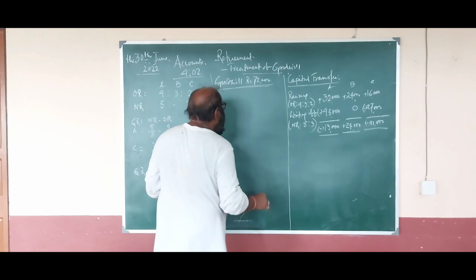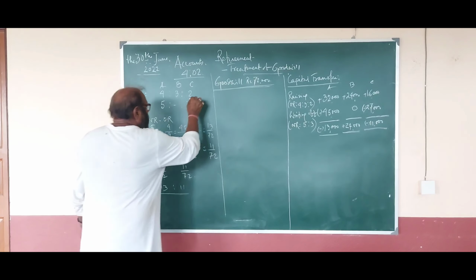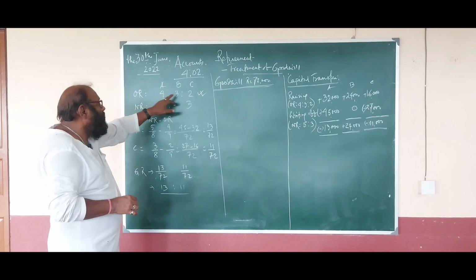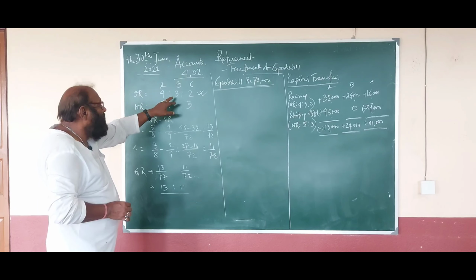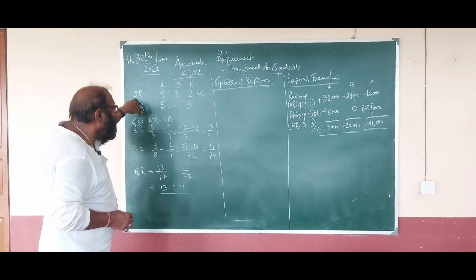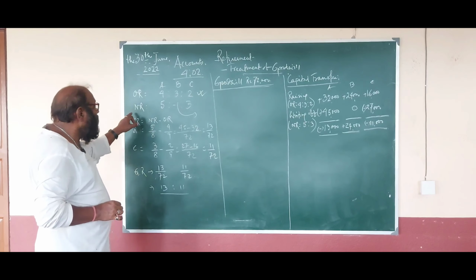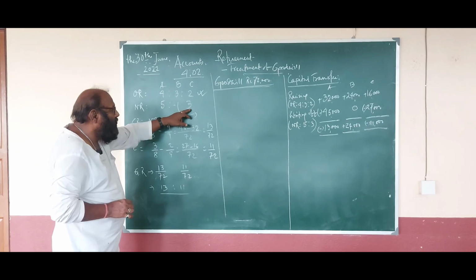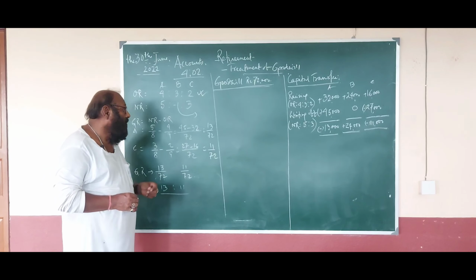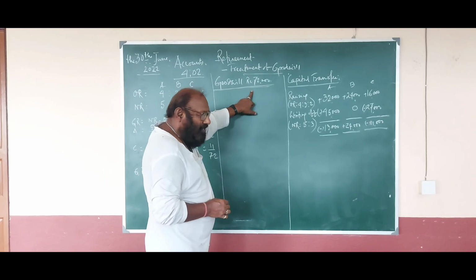So take our problem. Mr. A, B and C are working as partners of a firm. Their profit sharing ratio is 4:3:2. That is their old ratio. Now B is quitting. B is leaving the organization. Now the new ratio between A and C is 5:3. The value of goodwill is 72,000.